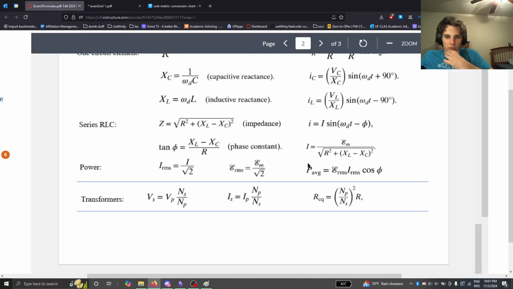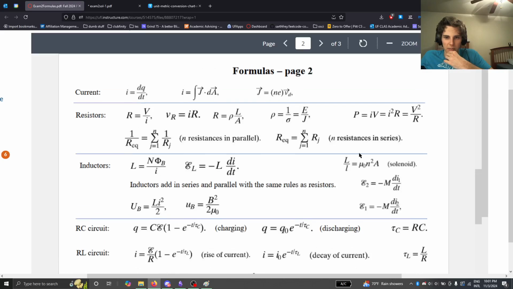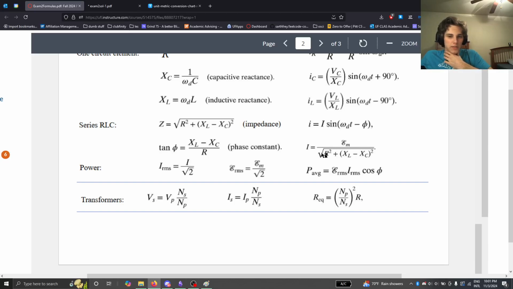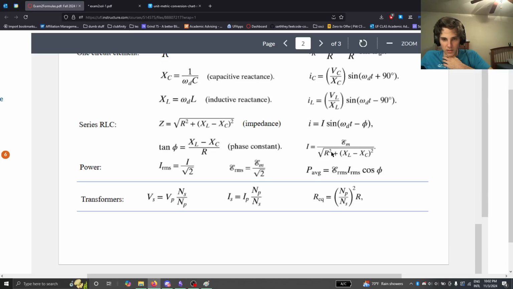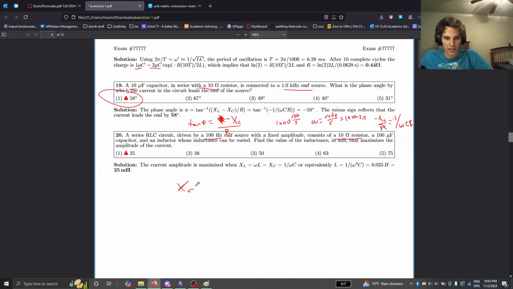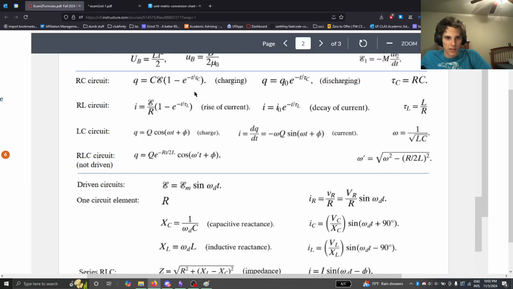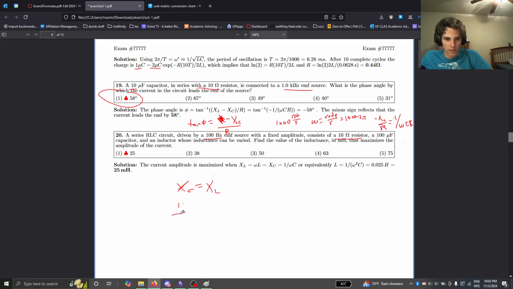If you want to maximize the amplitude of the current, in one of them it says maximizing the amplitude of the power, which also requires maximizing the amplitude of the current. Recognize that you'd have to minimize the denominator, which is fixed in this problem. But essentially, you can make this term zero by setting XC equal to XL. XC is 1 over omega C, and XL is omega L. The inductance is going to be 1 over omega squared C.